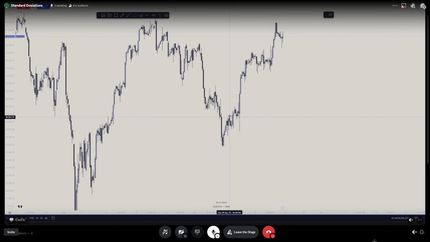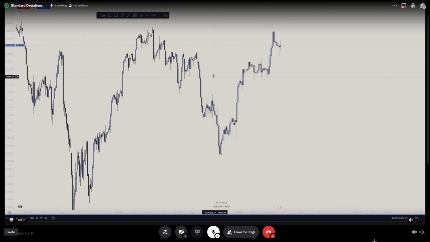One question I had was, because I was taught to mark out my deviations on the 1 minute, can you show me an example how you would just mark it out on a higher time frame? I know you said it's fractal, but I just want to see. Yeah, so it'll be the exact same way.